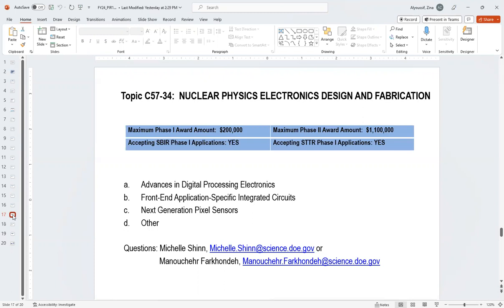So they need to be radiation resistant, and relative to the state of the art, the microelectronics should be user-friendly to program and capable of communicating with commercial auxiliary electronics, and the specs are all in the subtopic. Then finally, in subtopic C, are next generation pixel sensors.